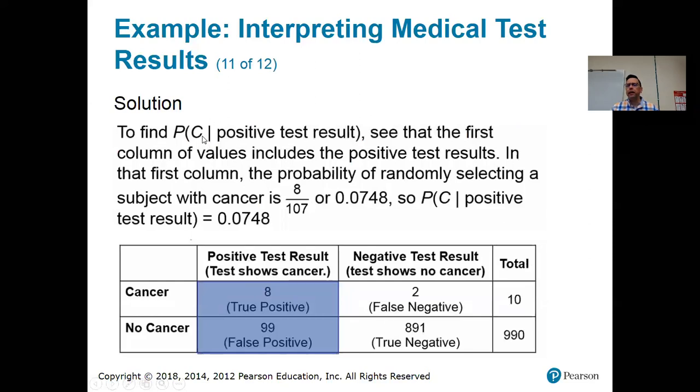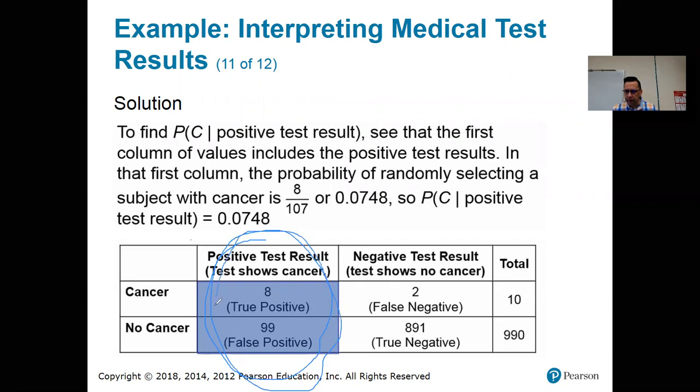To find the probability that the person has cancer given that they tested positive, we're going to reduce our sample space down to only the people who tested positive, which are these people right here. So that is my whole entire sample space. Given that we're talking about one of these people, what is the probability that when I pick a person out of this group, they actually have cancer? Well, there's 107 people who tested positive. Only 8 of those people actually have cancer.